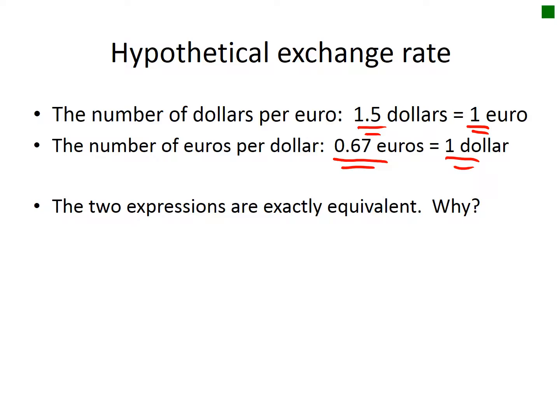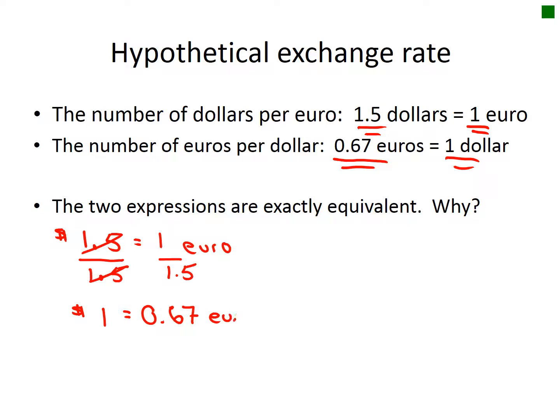Now, why might that be? So if we said that $1.5 equaled 1 euro, if we wanted to isolate this to be just $1, we would have to divide this by 1.5. And if we divide one side by 1.5, we have to divide the other. This would cross through and we'd be left with $1 would equal 0.67 euros. So the two exchange rates are equivalent.